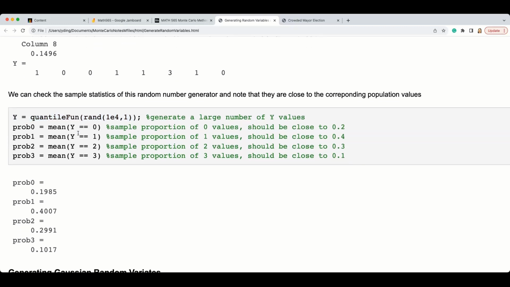And we want to check for each of them, does each of them have the same probability as they are assigned? So 0 should be close to 0.2, and 1 should be close to 0.4, and 2 should be close to 0.3, and the last one should be close to 0.1. Of course, it will have some difference, but it will follow the general pattern there. So this is to verify.